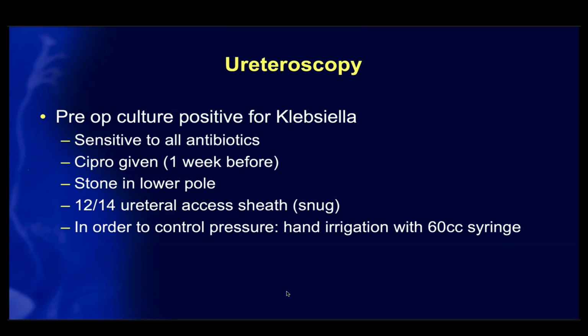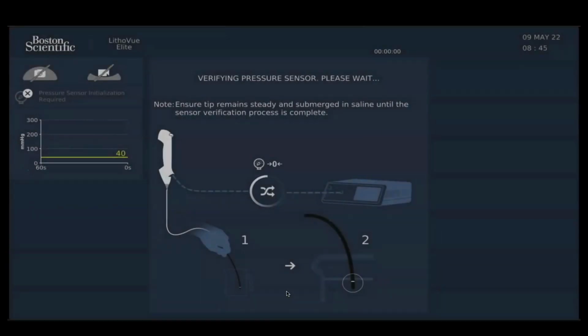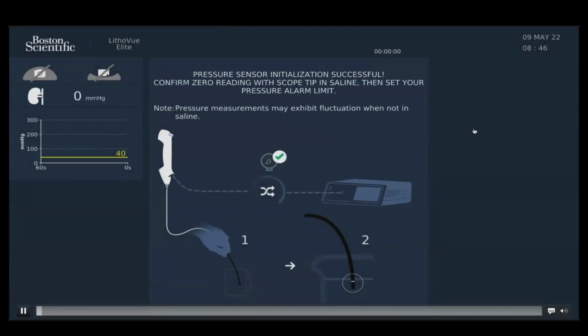And then I didn't use pressure irrigation. I thought I could control the pressure more with a 60 cc syringe. I know we showed you data where the pressures go really high with the syringe, but I thought you can control the pressure with that syringe. So here's the video of her case. You can see May 9th. What are we, the 11th? Yeah, so Monday.